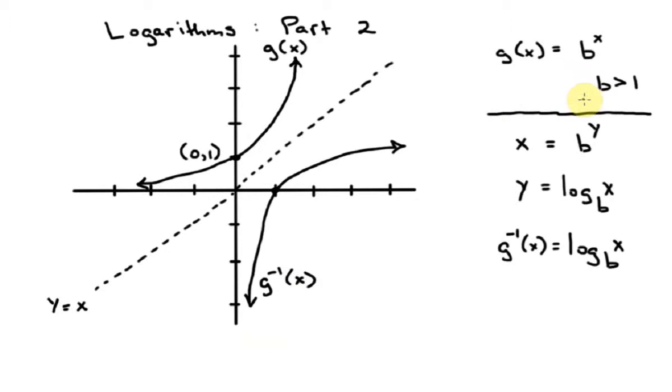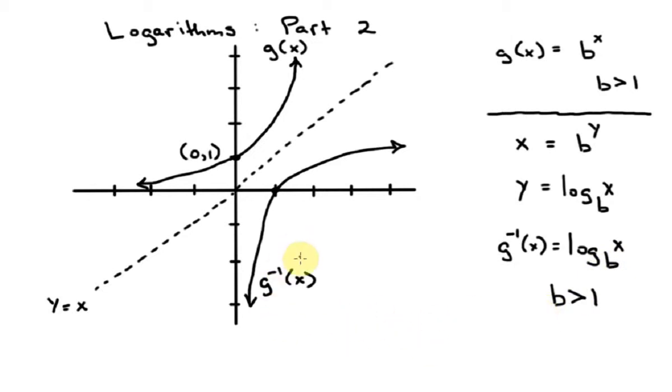And now this was for a base that's bigger than 1. So that's going to be true of my inverse graph as well. So this is what a logarithmic graph looks like, again, provided in your logarithmic function the base is greater than 1. So base 2 or 3 or something like that.